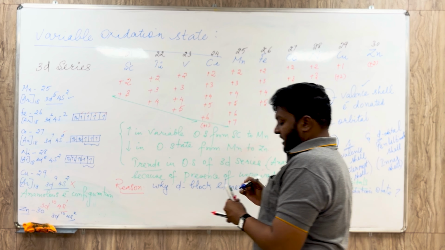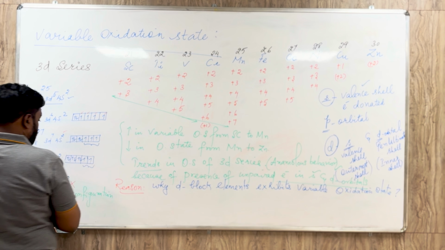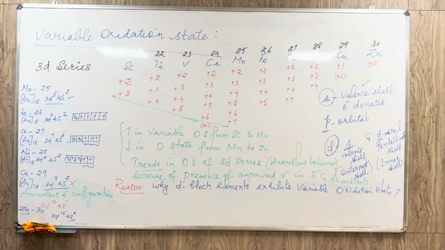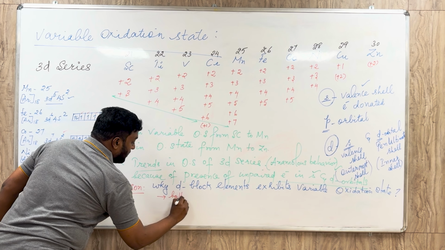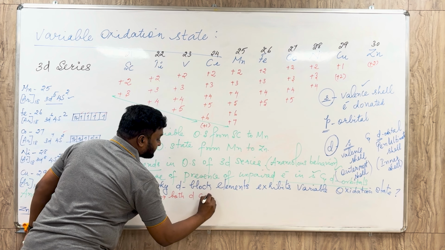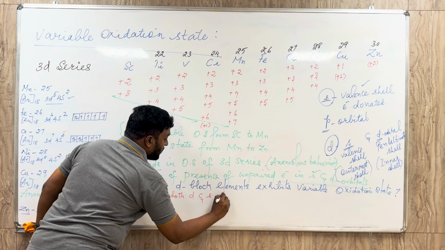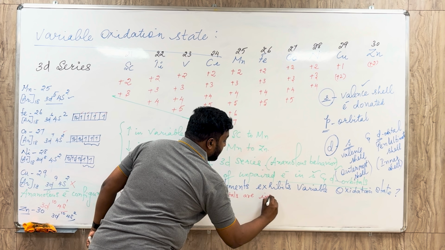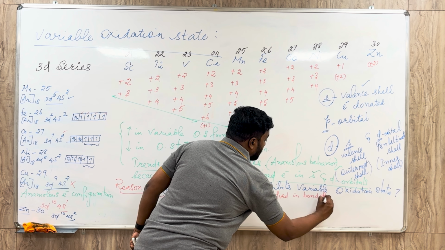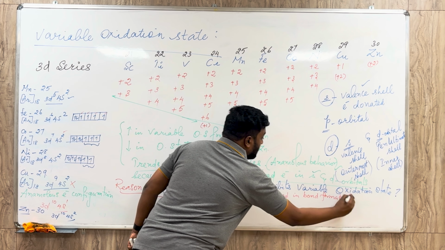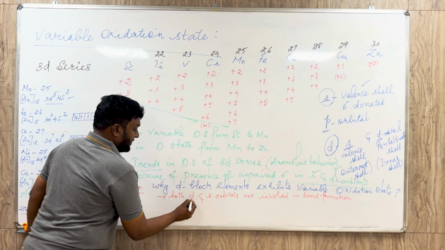This is the question. Now we will write down the answer for the same. The reasons, we have to write the reason. So when you take the reason, the first and the foremost important reason is both D and S orbitals are involved in bond formation. Both D penultimate shell, already have written.